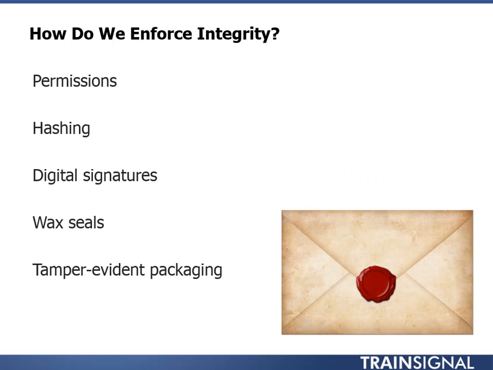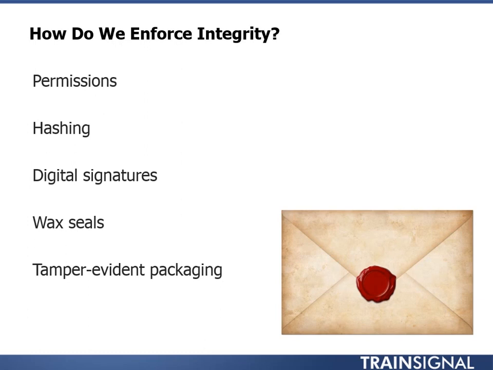How do we enforce integrity? Well, just like confidentiality, we use permissions. We also use cryptography. We use hashing and digital signatures. Hashes are small bits of code that represent some bigger piece of data uniquely and irreversibly. Digital signatures use cryptography to sign a piece of data using a private certificate that can't be easily forged but can be easily verified. Now, back in the olden days before computers, we would use wax seals.